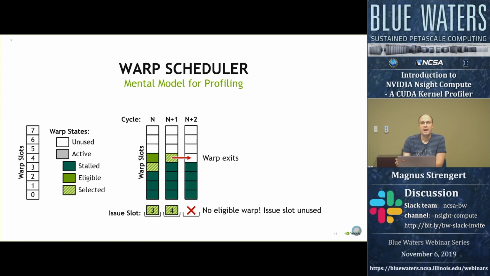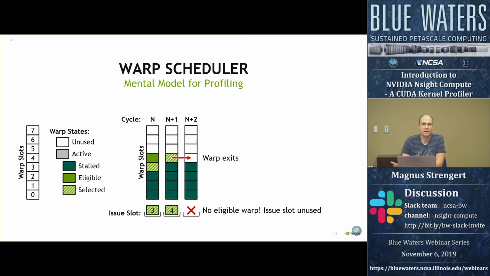If we continue in time, you could see that some warps may exit. So then that cell goes from issuing something to white. In this specific case, in cycle n+2, you would end up with a case where you only have 4 active warps. Those are the 4 at the bottom. And all 4 of them are stalled.